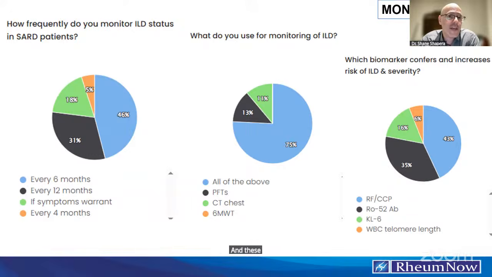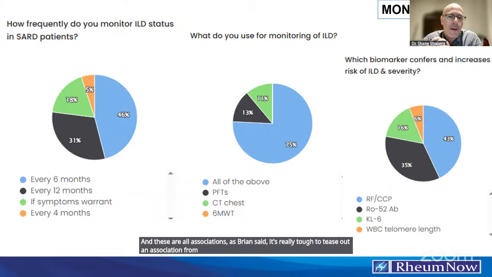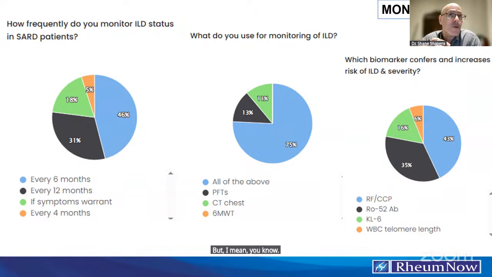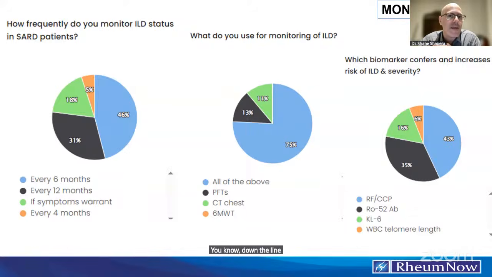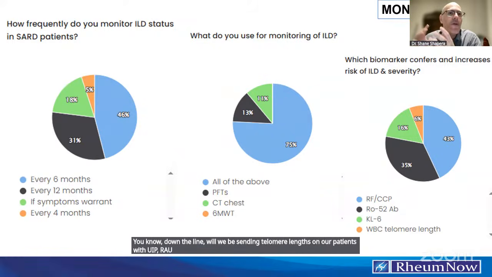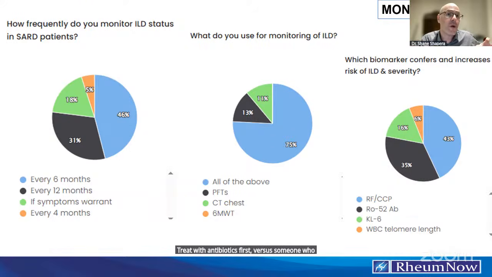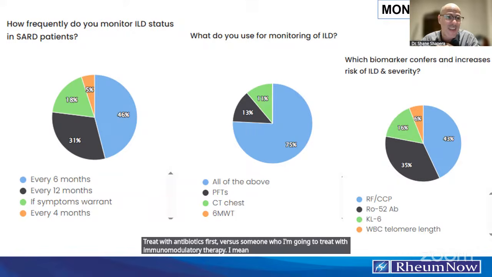And these are all associations. As Brian said, it's really tough to tease out an association from causation. But we know that our short telomere patients do worse, and we know that they might do worse with immunosuppression. So one wonders if, down the line, we will be sending telomere lengths on our patients with RA-UIP and saying, okay, that's one that I'm going to treat with antifibrotics first versus someone who I'm going to treat with immunomodulatory therapy. I suspect that might be coming.